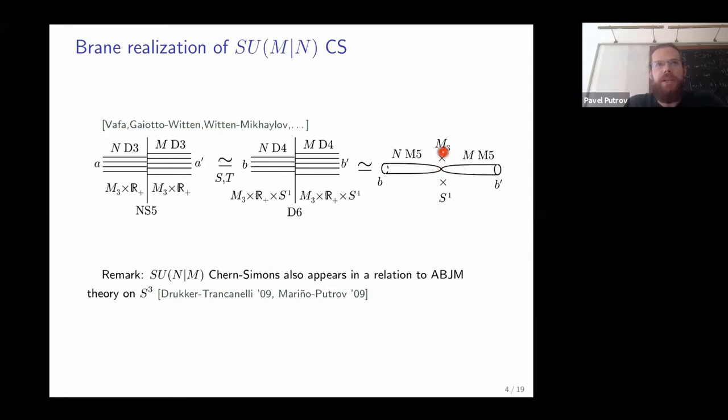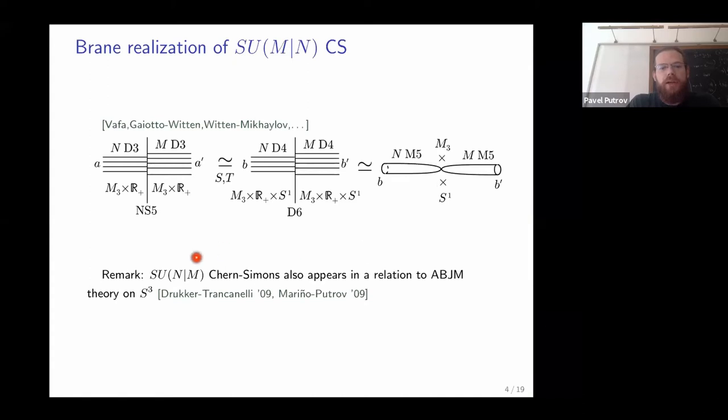But they actually intersect transversely in a Taub-NUT space, two copies. The Taub-NUT is C^2, and one wraps one copy of C and the other wraps another copy.